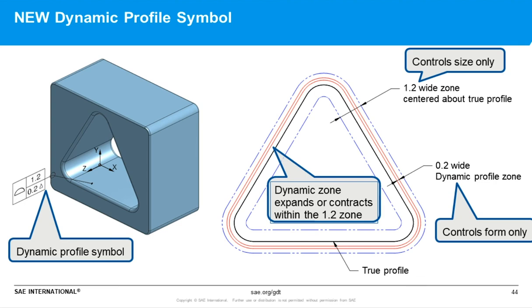If we did not have that symbol in that lower segment, then this feature control frame would be illegal because those two segments would be redundant. They both would control size, and of course we don't want that. So this is a way to unlock the form control from the size control and have two separate tolerances, one for size and one for form.